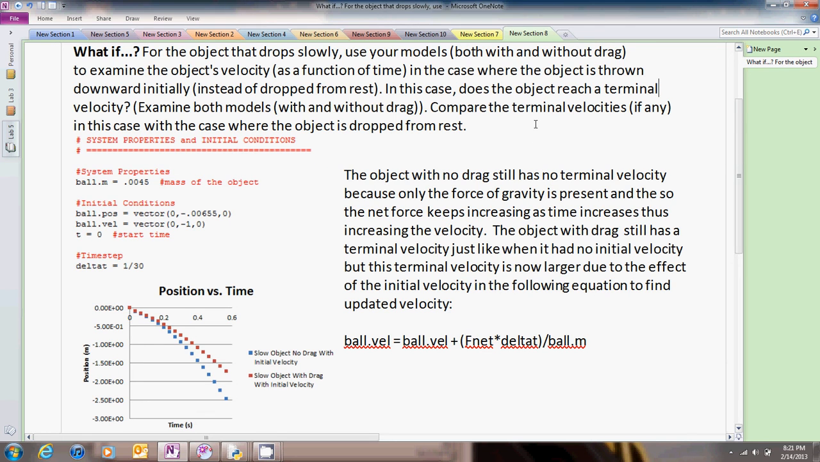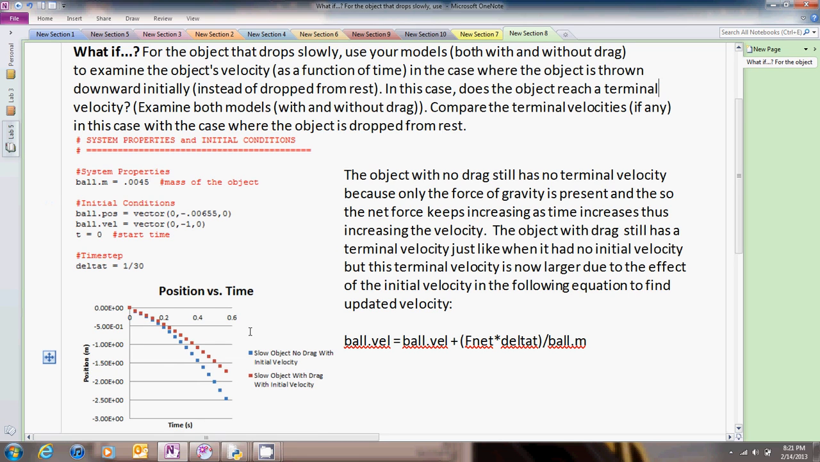with and without drag to examine the object's velocity as a function of time in the case where the object is thrown downward initially instead of dropped from rest. In this case, does the object reach terminal velocity? And then examine both models and compare terminal velocities if any are found. So in my code for the initial conditions, the only thing I changed was the y component, I just set it equal to -1 to give it an initial velocity.